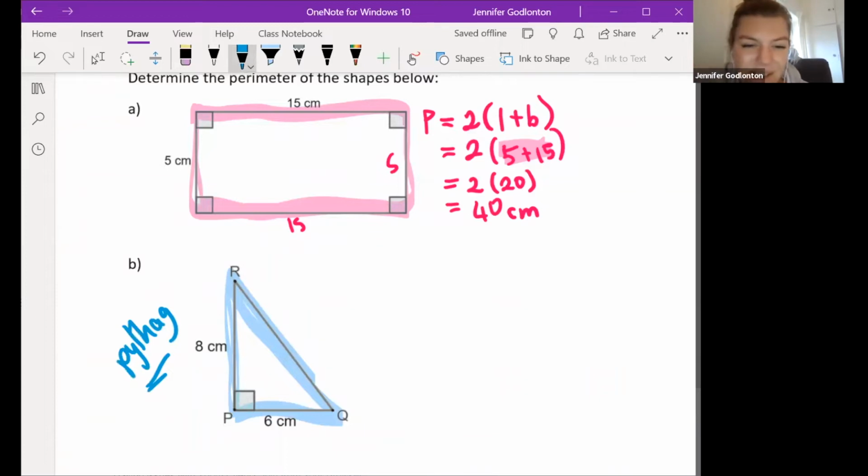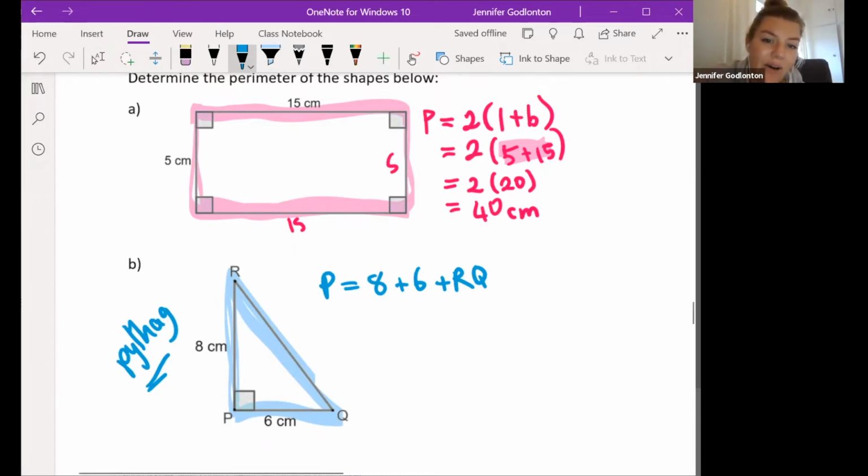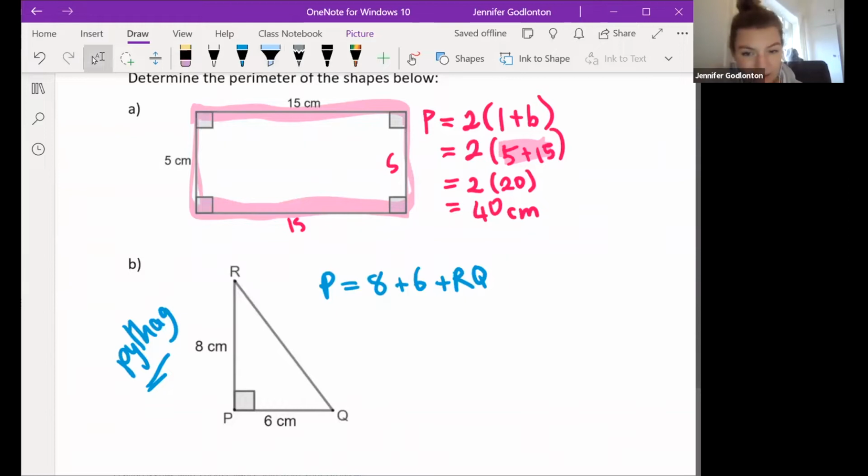So if I wanted to find the perimeter of this triangle over here, my perimeter would be 8 plus 6 plus the length of RQ. And right now, I don't know what my length of RQ is. So I have my 8 that I can see. This side is 8, and I've got a side that's 6, and then I don't know what my RQ is. So we need to now figure out how we're going to find our RQ, and then we need to add it to get our perimeter of this triangle. I want you guys to figure that out on your side. And when you're happy, let me know.